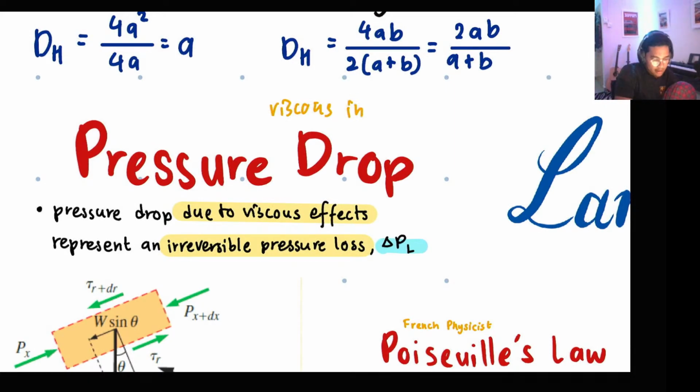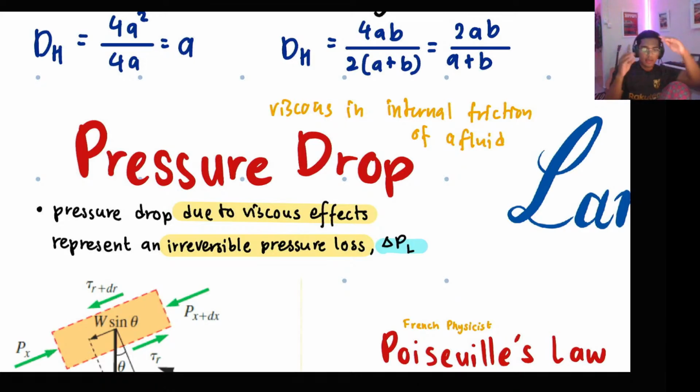Viscous is the internal friction of a fluid. In real life, if you have friction, like between your hands and the mouse, the friction will generate heat. Heat is irreversible energy. Once lost, you cannot retrieve it. That is what we call irreversible. So imagine the fluid has friction between each other. That friction generates heat also.